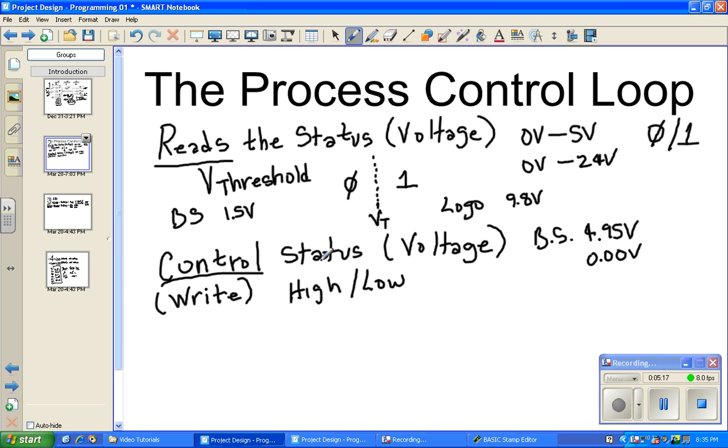In the next video, I will talk more about the process control loop.